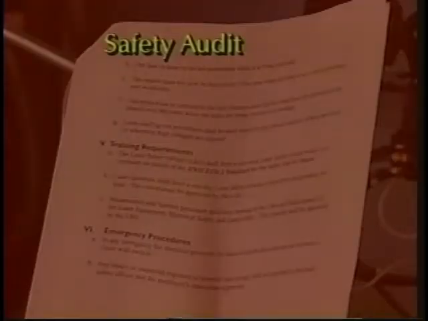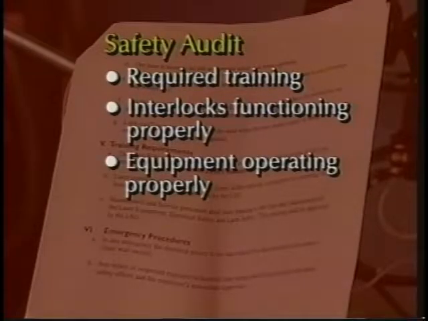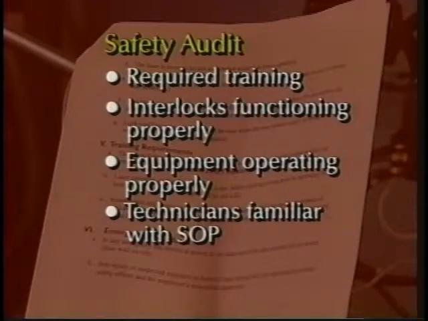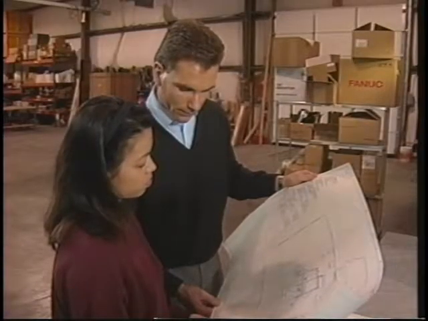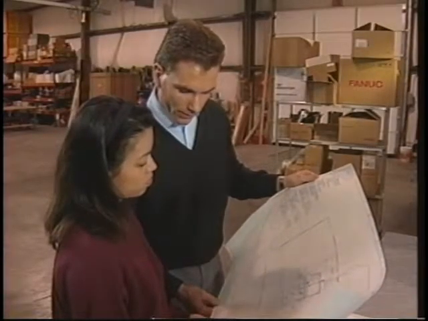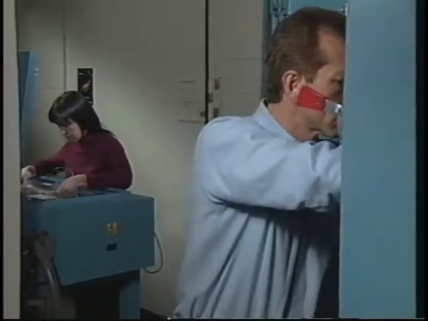The laser safety officer should conduct an annual safety audit. A safety audit ensures that technicians have the required level of training, that interlocks have been installed and are functioning properly, that the equipment is operating properly, and that all technicians are familiar with the standard operating procedures. Report to your laser safety officer any malfunction that could present a safety problem. Above all, know the laser you're working with.